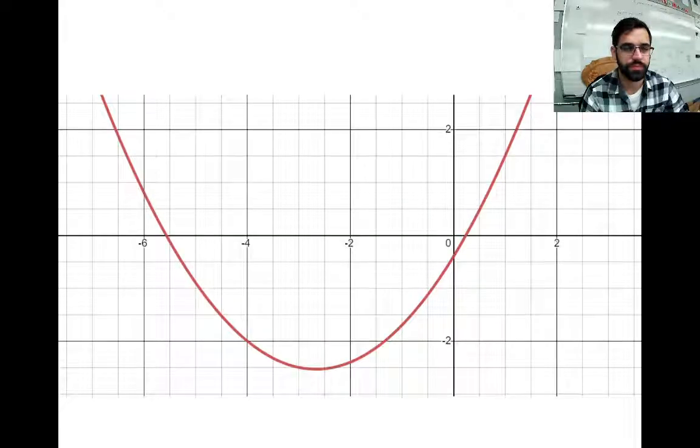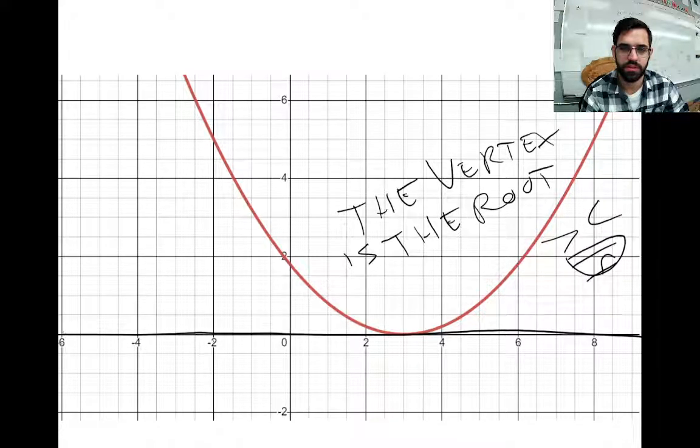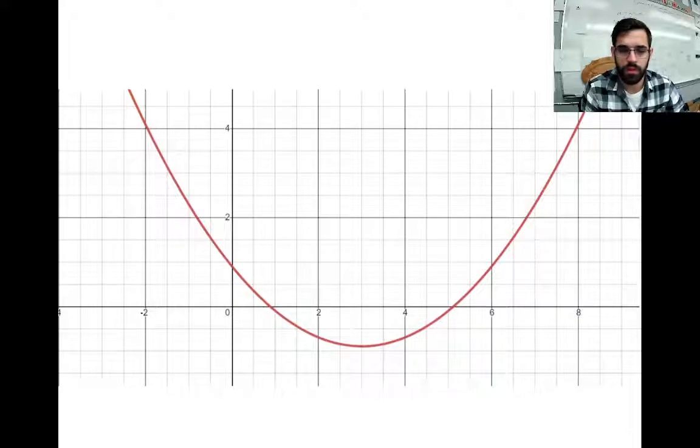How many roots? One there, 2 roots. Again, this is the x-axis and the y-axis. Roots, there are 2. How many roots here? There's only one root. It's also the lowest point of the parabola, so this root is also the vertex. So, if the vertex is the root, then there is only one root. This one, 2 roots.